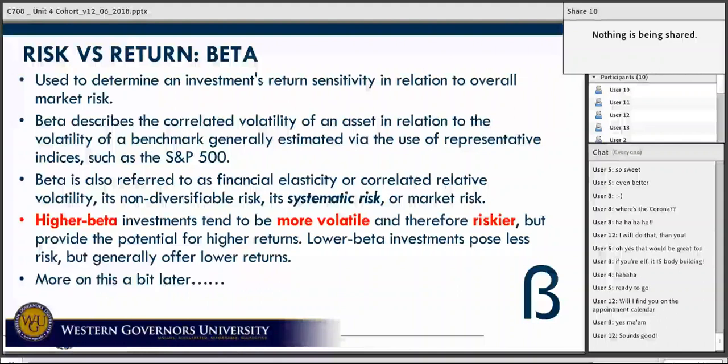It's also referred to by a number of terms. The most important one here is systematic risk. So beta is referred to as systematic risk. Higher beta investments tend to be more volatile and therefore riskier, but they provide the potential for higher return. We're going to talk about systematic risk later. Just remember, systematic risk is measured by beta.